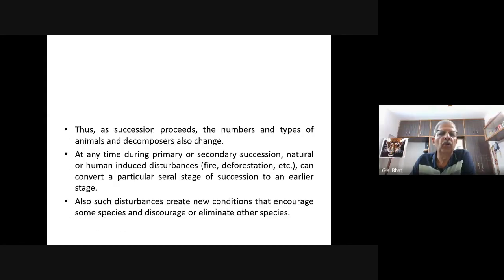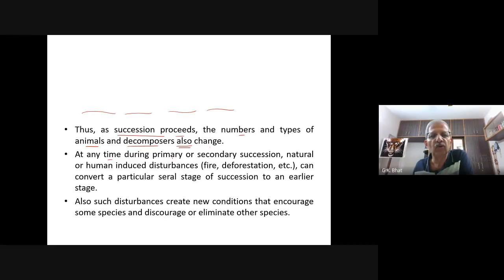Okay. So now, as the succession proceeds, the numbers and types of animals and decomposers also change. Starting with the bare rock, with a little bit of soil, then more soil, more water, whenever there is a change in the habitat, changes in the flora and fauna also take place. Thus, as the succession proceeds, the numbers and types of animals and decomposers also change.